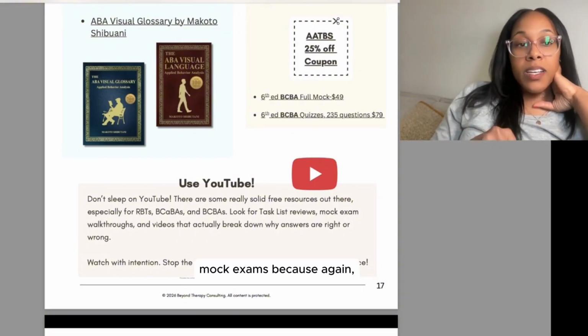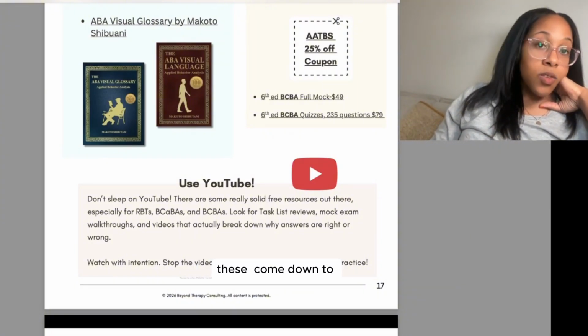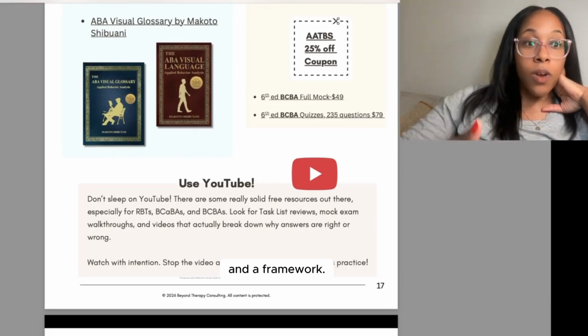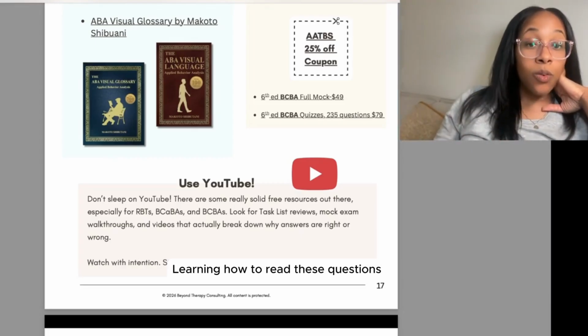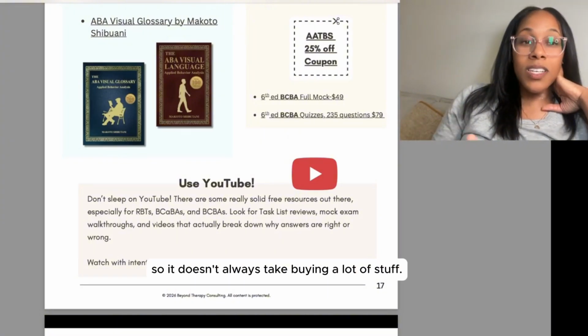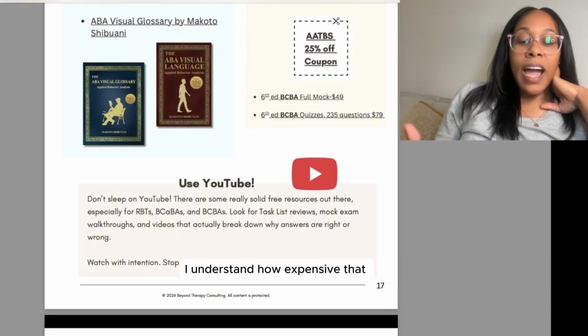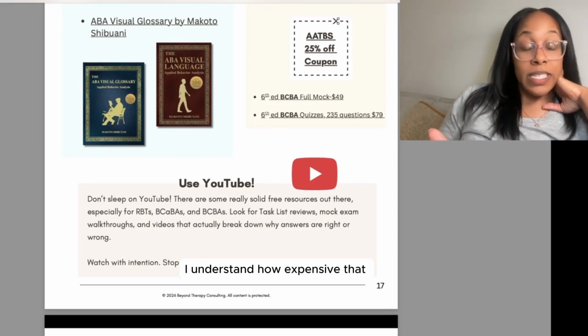So don't feel that you have to purchase a lot of expensive mock exams, because again, I do think that a lot of these things come down to how you are applying a strategy and a framework to learning how to read these questions. So it doesn't always take buying a lot of stuff. I understand how expensive that BCBA exam is.